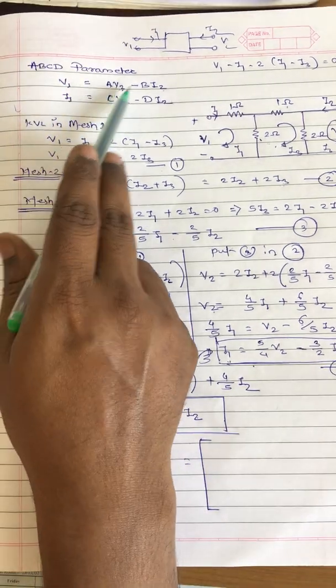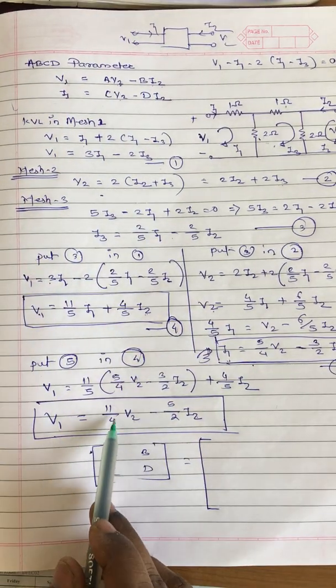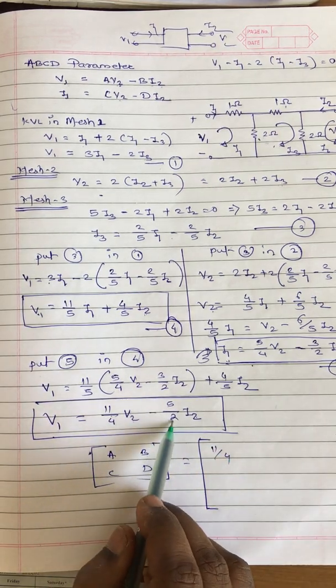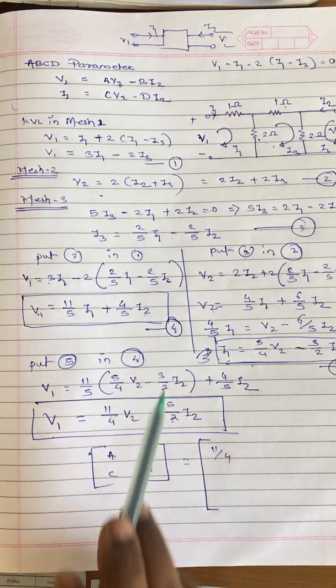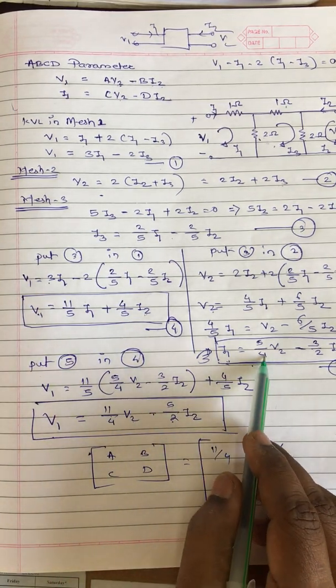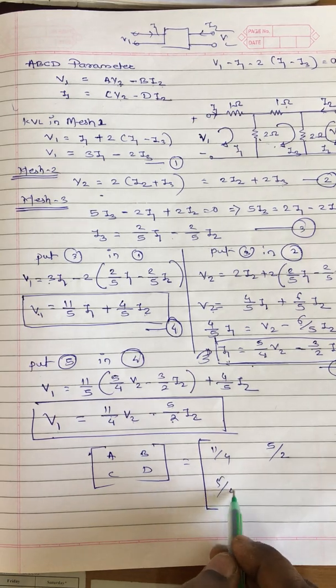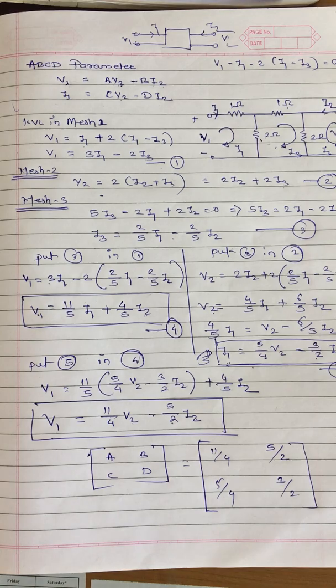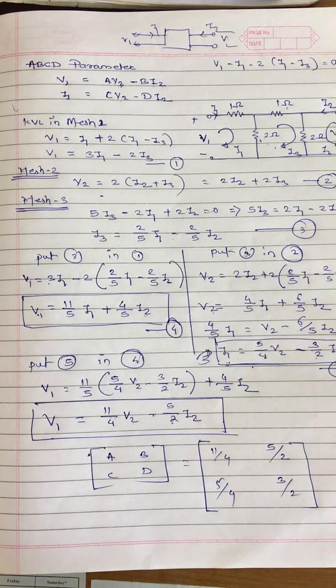So first V1 in terms of V2 I2, that is this equation. So this is A, 11 by 4. This is B. In the equation there is a minus, so here also minus, so I will write 5 by 2. C 5 by 4 and D 3 by 2. So this is the ABCD parameter equation.